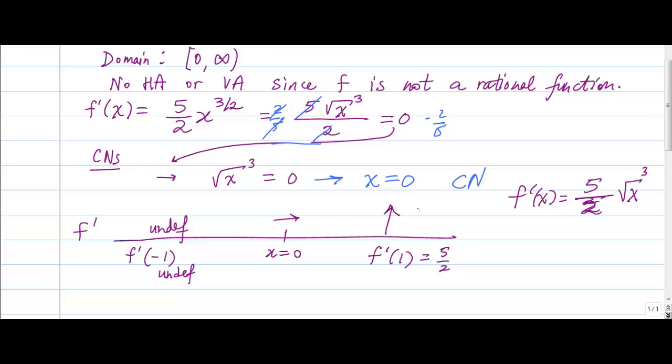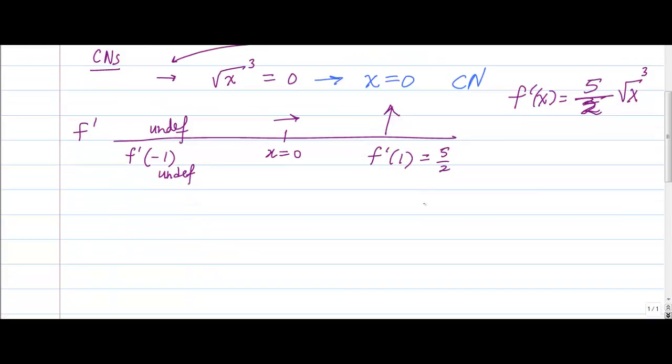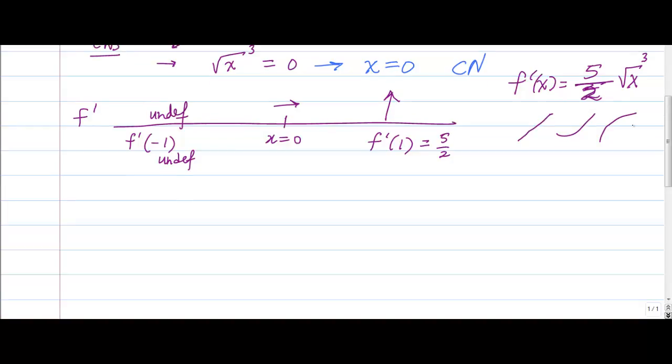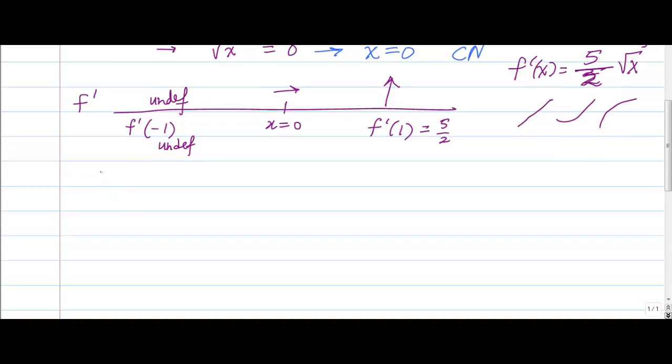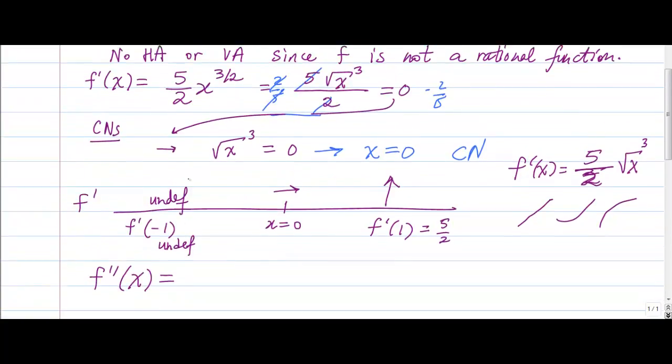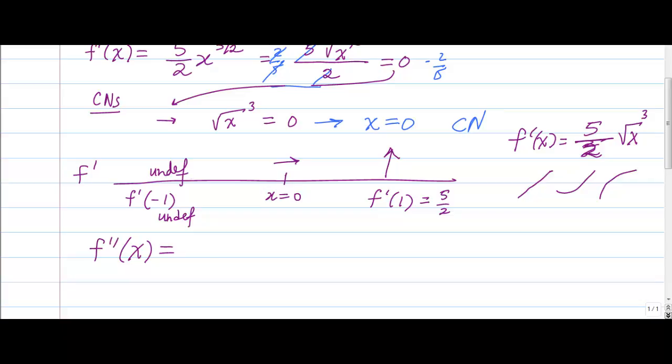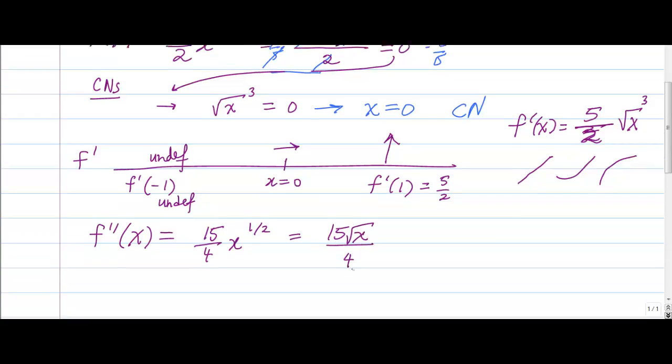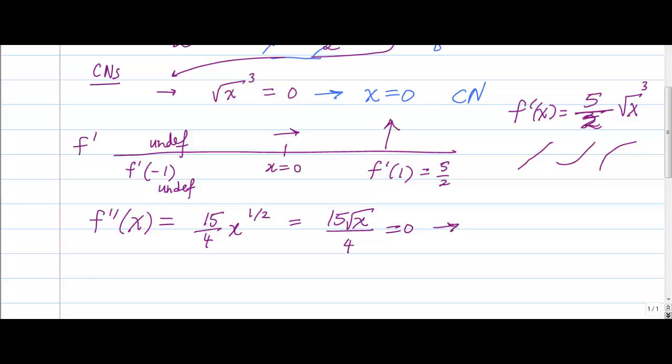That is increasing. Okay. So we know that our graph, our original function f is going to look like this, or it might look like this, or it might look like this. We know it's increasing. Let's do the second derivative, and that'll tell us which shape it is. Okay. So the first derivative was 5/2 x to the 3/2. Bring the 3/2 out front, we get 15/4 x to the 1/2, which is 15 square root of x over 4. Okay. Again, you set this to 0, multiply both sides by 4/15, square it, and you get x equals 0. Okay.